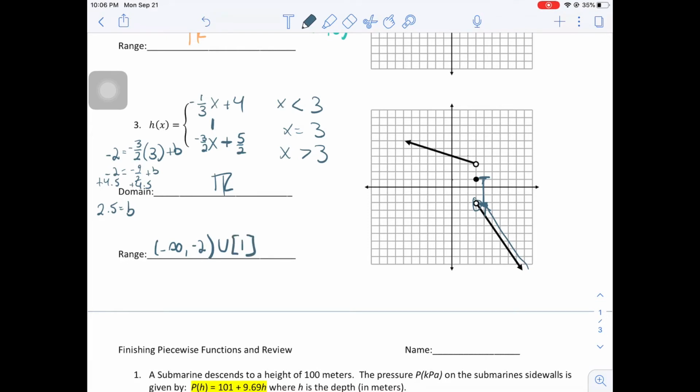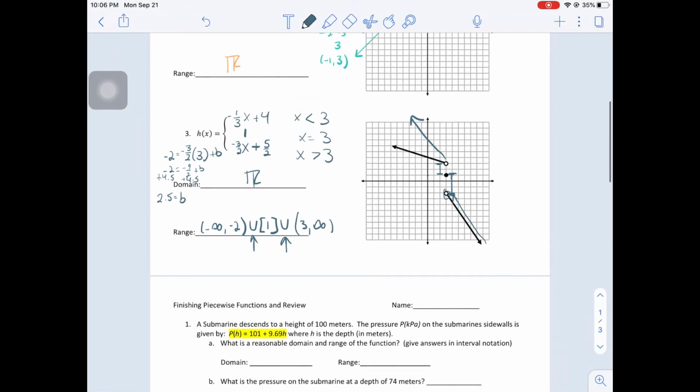+1 is what goes in there next, and then you can see we jump again. So we need another union. And then this is from 3 with a parentheses because it's not included, all the way up to positive infinity because it's going up forever. Okay, so that is a little bit of a tricky range because there's 2 jumps that we have to include. Just remember, whenever the graph jumps, we're just going to use union signs.